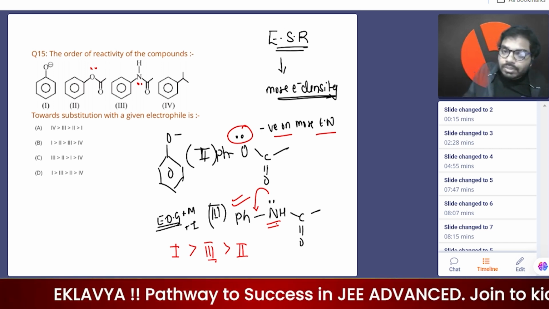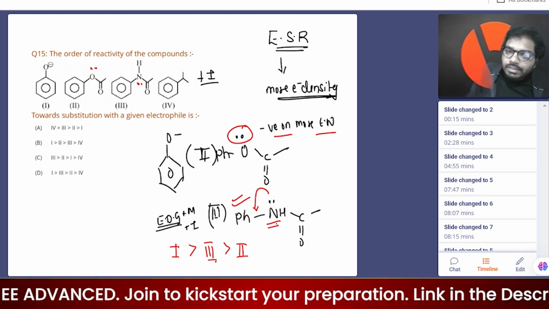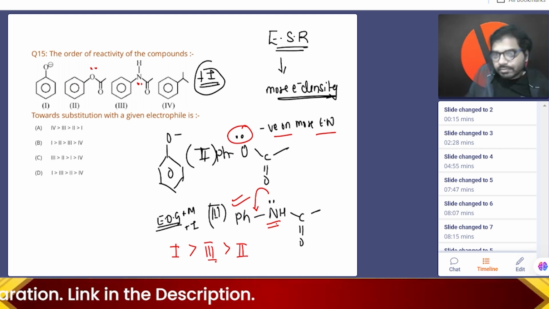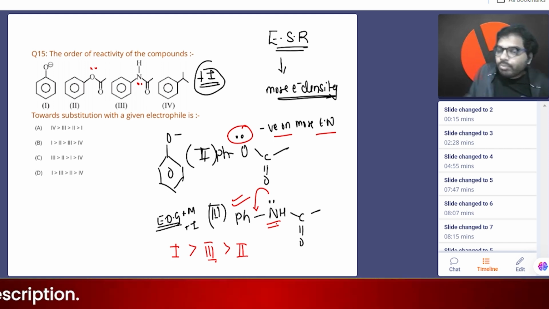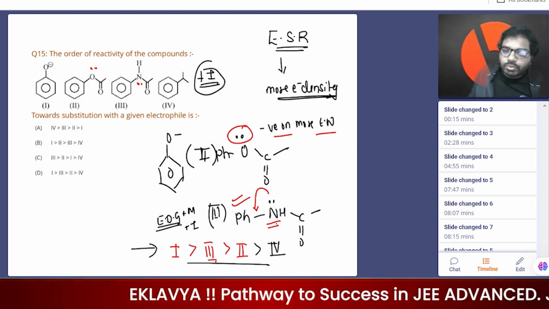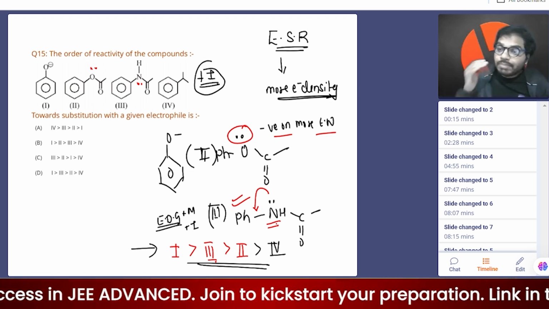And at the last, you can see only an alkyl group is present. So the alkyl group is present here, the isopropyl group, which shows electron donation only by the plus I effect. Okay. And no mesomeric effect will work here. So that's the reason the order will be first, third, second, and after that, at the end, fourth. This will be the order towards substitution by the electrophile.